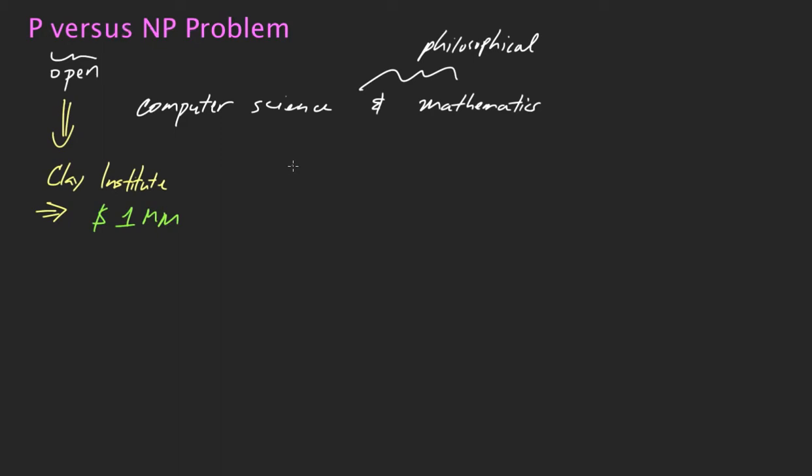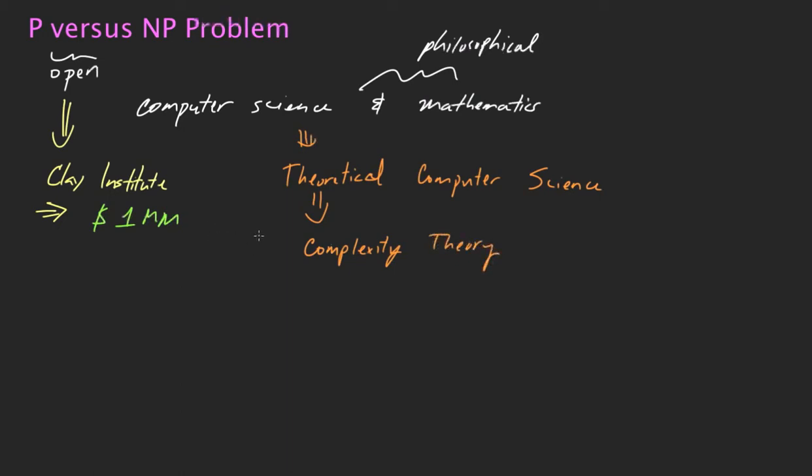Okay? Now, this problem of P versus NP belongs to a branch of computer science that intersects with mathematics, known as theoretical computer science. And within theoretical computer science, there's a sub-branch known as computational complexity theory, often just abbreviated as complexity theory. Computational complexity theory, as its name might imply, is concerned fundamentally with how complex certain problems are from a computational perspective.